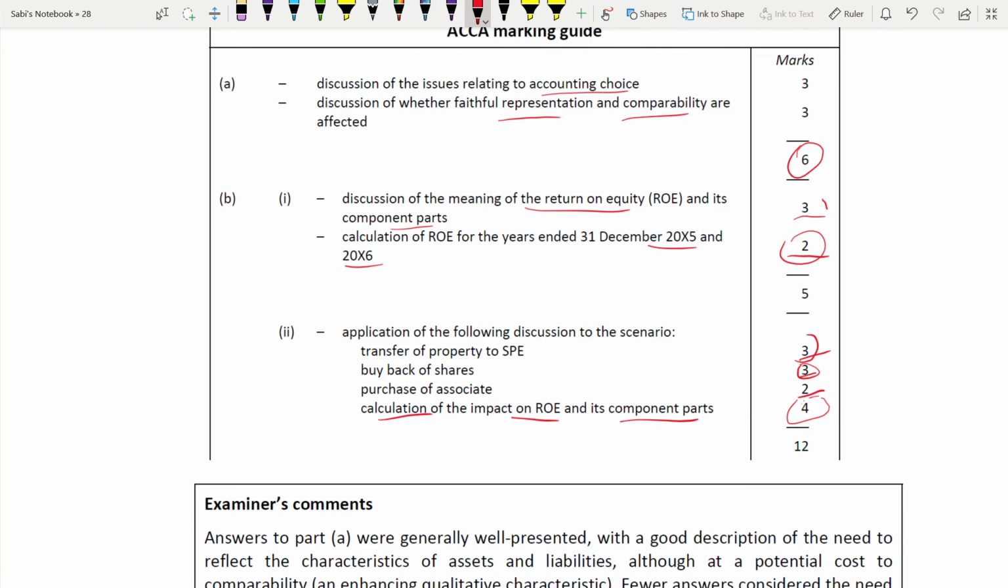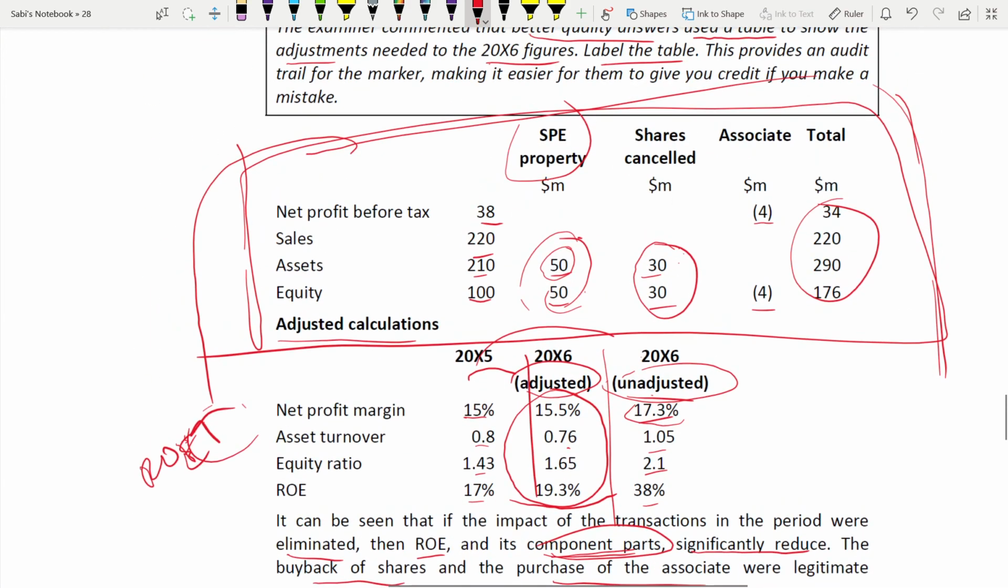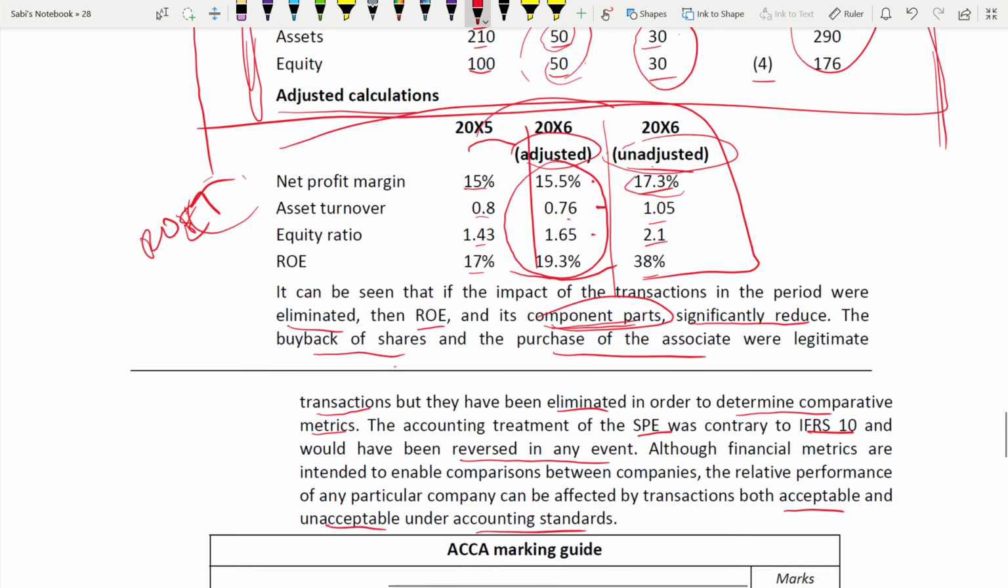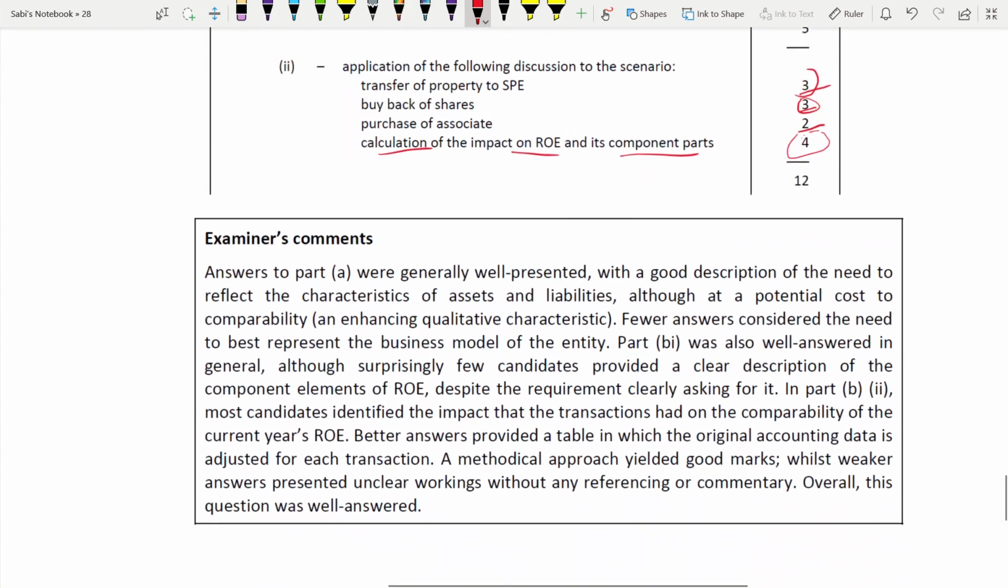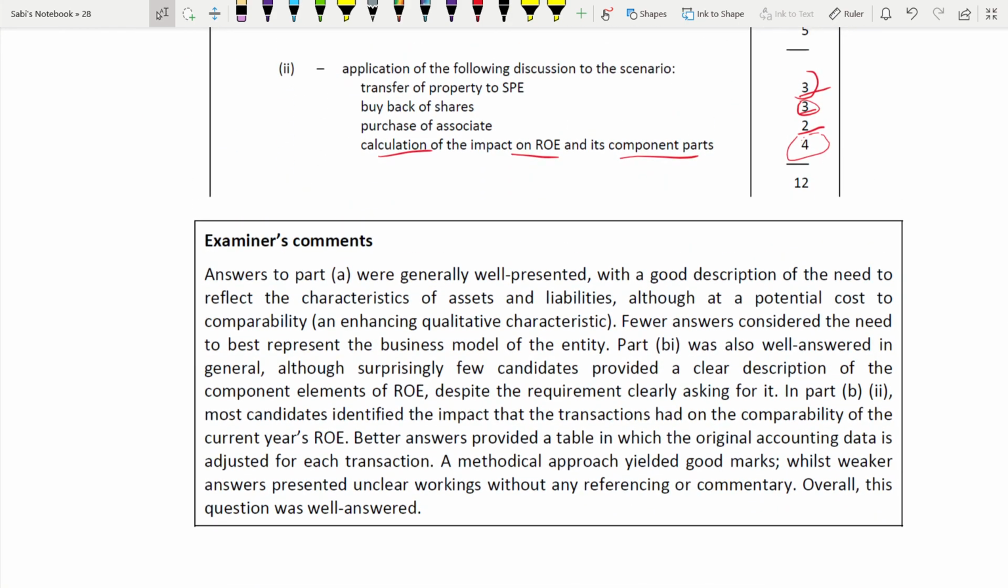4 parts, because first you need to calculate this table. Then you have to calculate this table, okay? These ratios you have to calculate here. So 4 marks. And also explain. So altogether 4 marks. Now we are going to the examiner's comment. Answers to part A are well presented. That means they have good description of the assets and the liabilities.